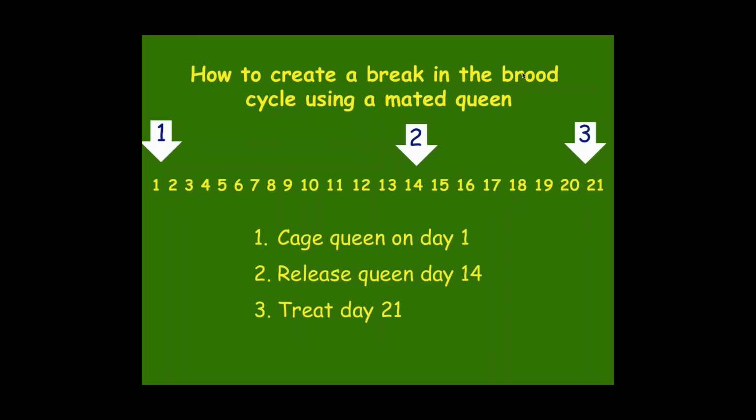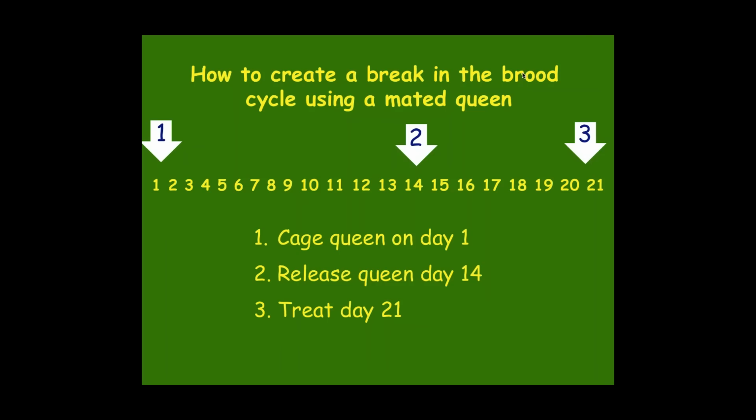If you need to create an artificial break in the brood cycle, here's how you can do it. If you look at the row of numbers, that's days of development. On day 1, which if you look at the 1 inside the white arrow, you can cage the queen. On day 14, release the queen, and on day 21, treat. That will give you a colony that is essentially devoid of sealed brood. At the time you're treating, it'll have eggs and larvae.